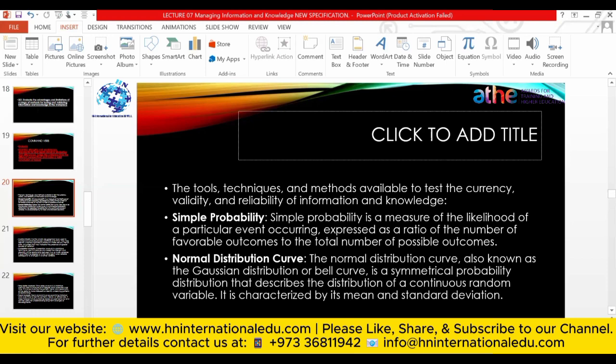Chances. Normal distribution curve. The normal distribution curve, which is also known as the Gaussian distribution or bell curve, these are two names of the NDC. This is a symmetrical probability distribution. Symmetrical means aligned, that is in a straight line, that describes the distribution of a continuous random variable. It is characterized by its mean and standard deviation.